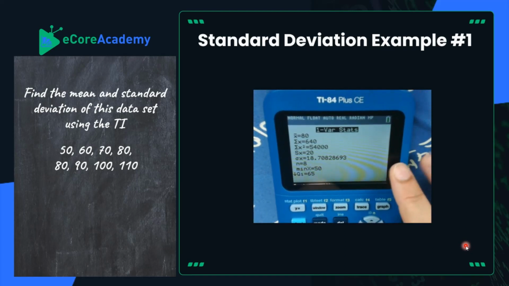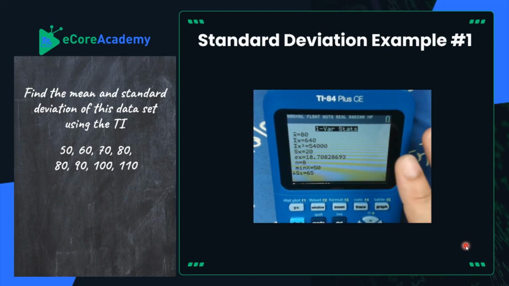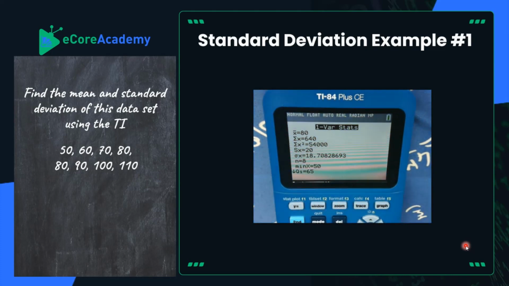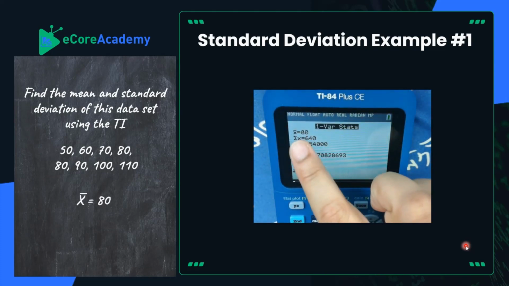So how do we interpret them? First, we've got to figure out what the mean is. The mean is x bar, and it's the first up here. The mean is equal to 80, so the answer to the mean question is 80.